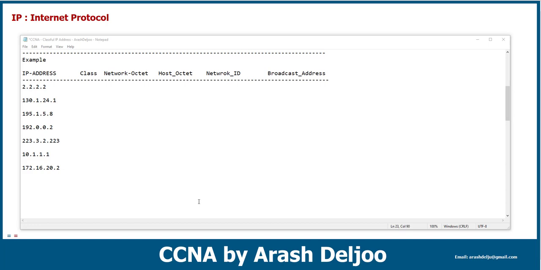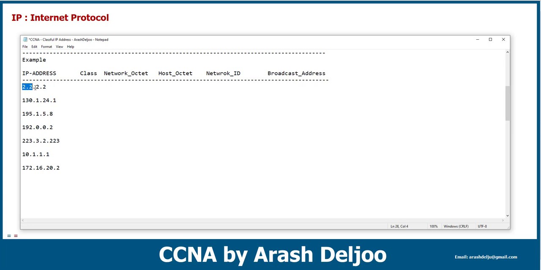Look at here. In this example, we have 7 IP addresses, and we need to find the classes of these IP addresses. After that, the network octet, host octet, okay, and the network ID, and finally the broadcast address. Let me solve this scenario.